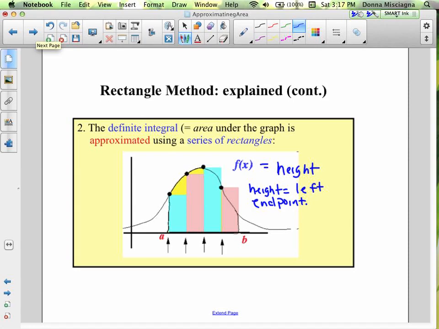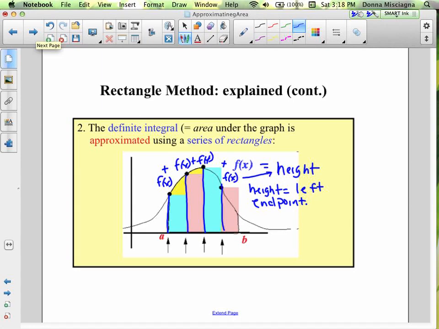Right? Notice all of them are on the left. So here is one value of the function. Here's one value of the function. Here's one value of the function. And here's one value of the function. And all of those values, if we add them all up, that is all of our heights. Right? That's all our heights added together.